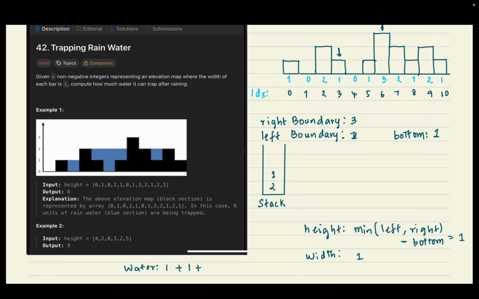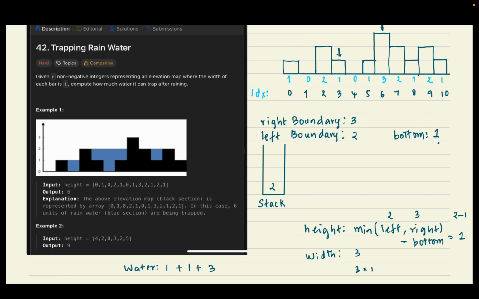Okay, now left is 2, right is 3, the minimum will be 2. Okay, and my bottom is of height 1. So the overall height will be 1 unit. And what is width? Width is basically the distance of this bar from the current index, which is 6 minus 3, which is 3. That means a total of 3 units will be stored, which is 3 times 1.